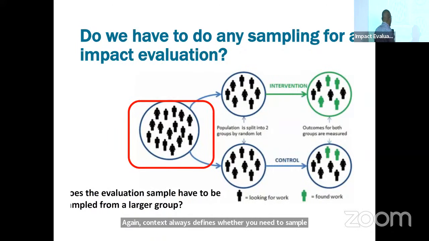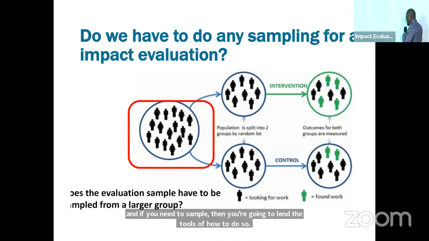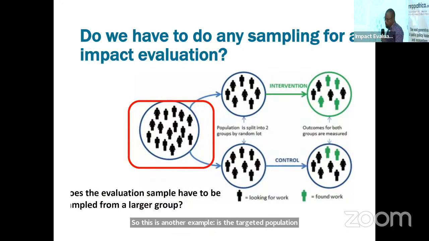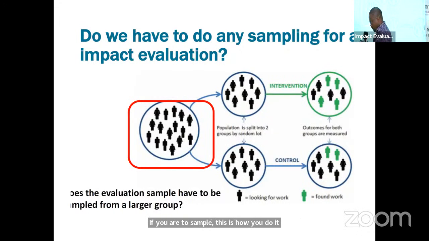So this is another example. This is a targeted population, trying to emphasize the point. If you're to sample, this is how you do it. But if you're dealing with a small sample, a small number in the targeted group, you don't have to sample. You just go directly and start doing a random assignment. Who goes to the control group? Who goes to the treated group? Are we together?